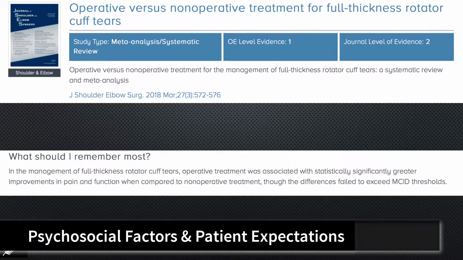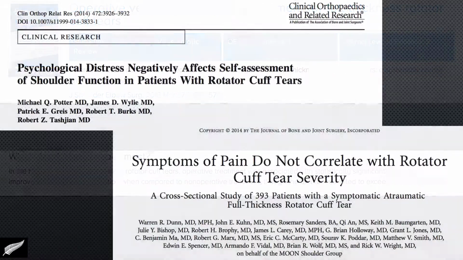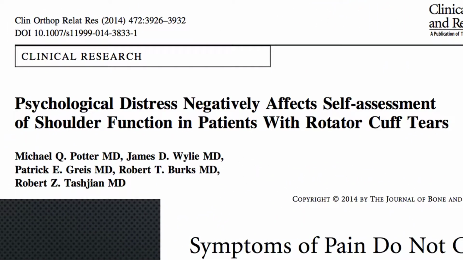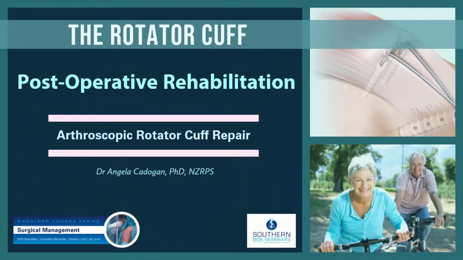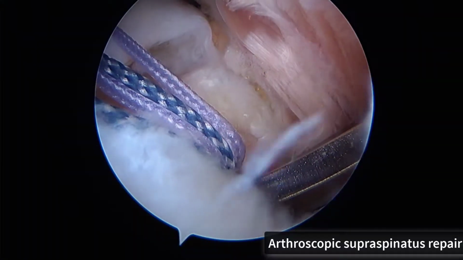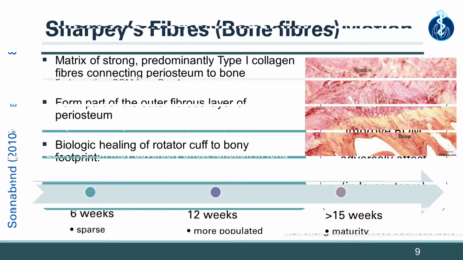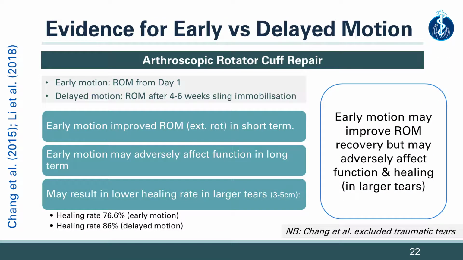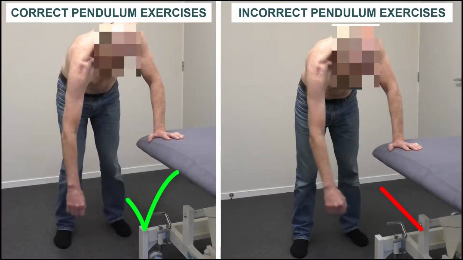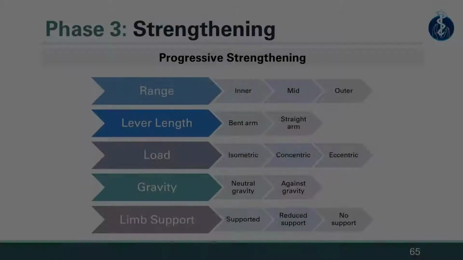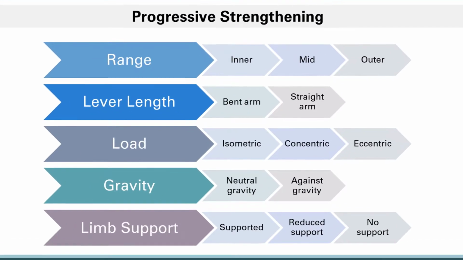We also cover the influence of psychosocial factors and patient expectations on treatment outcomes. We then look at the evidence-based post-operative rehabilitation following arthroscopic supraspinatus repair, including biologic healing processes, the evidence for various immobilization protocols, and how to safely and progressively increase load during the various phases of rehabilitation.